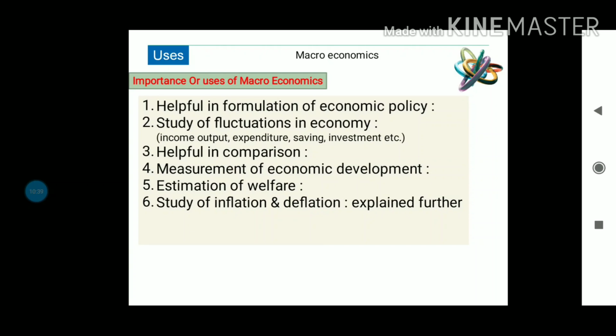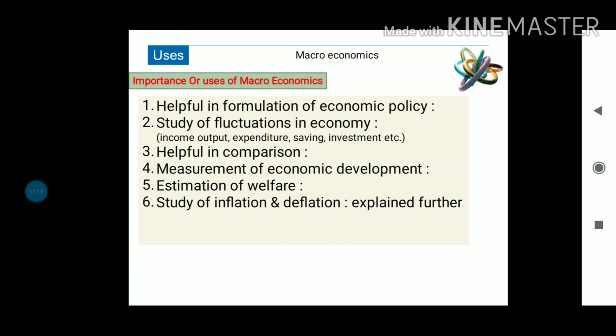Now the importance or uses of macroeconomics. What are its uses? What is the importance of macroeconomics? Why are we studying it? As we know, it is helpful in the formulation of economic policy, meaning what kind of economic policies the government is going to frame. This will be helpful from the subject area of macroeconomics.